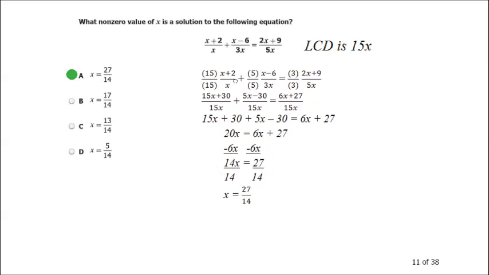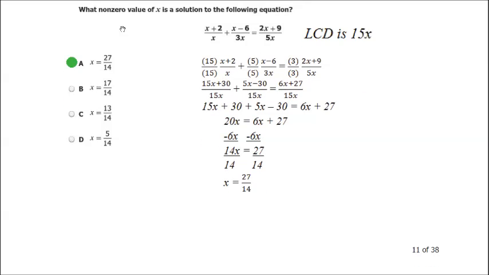All right, question 11. What non-zero value of x is a solution to the following equation? x plus 2 over x plus x minus 6 over 3x equals 2x plus 9 over 5x. Okay, so we're adding fractions here, and we have denominators of x, 3x, and 5x. We need to find the least common denominator between each of these so that we can add and then simplify later. Now, the least common denominator between them is 15x, because each one of these can go into 15x.